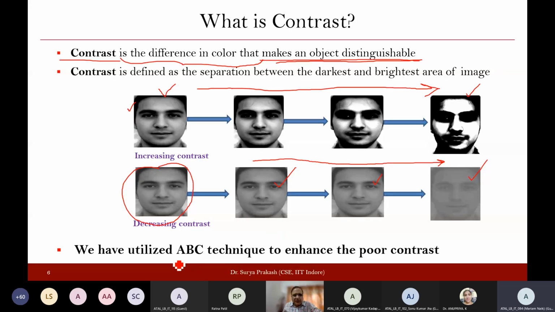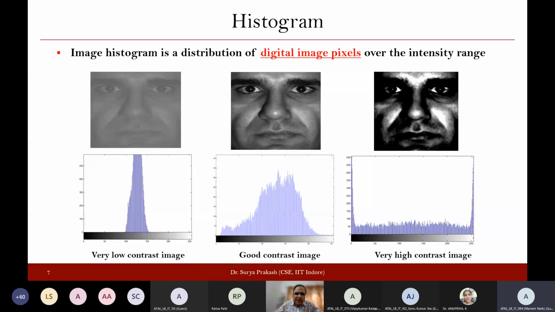So we are making use of this technique, which is based on ABC, to improve the quality of the image. Here is an example: a good tool or good mechanism to analyze the contrast of an image. Here you have an image with very low contrast, another image on the extreme right which has very high contrast, and this is one image where you have acceptable contrast.